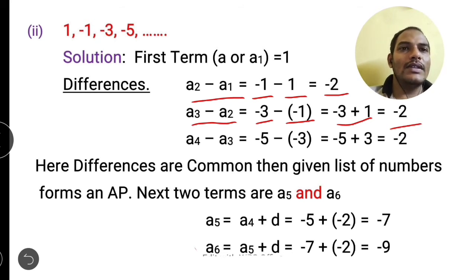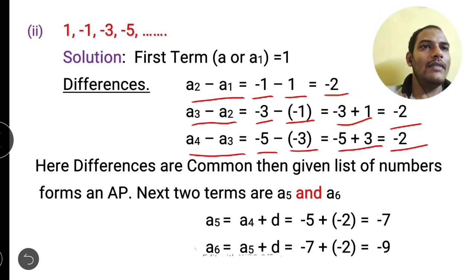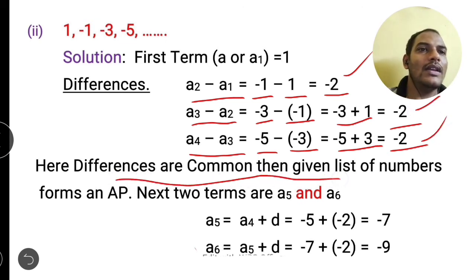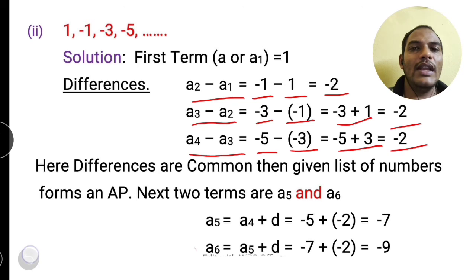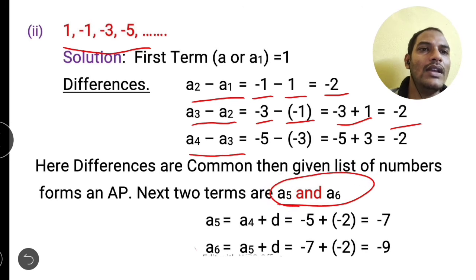Next, the third difference is A4 minus A3, equals minus 5 minus of minus 3, that is plus 3. So minus 5 plus 3 equals minus 2. In all the differences we got the same answer. So the differences are common, and the given list of numbers forms an AP. Once it forms an AP, we have to find the next two terms. How many terms are given in the question? 4 terms are given. So the next two terms are A5 and A6.